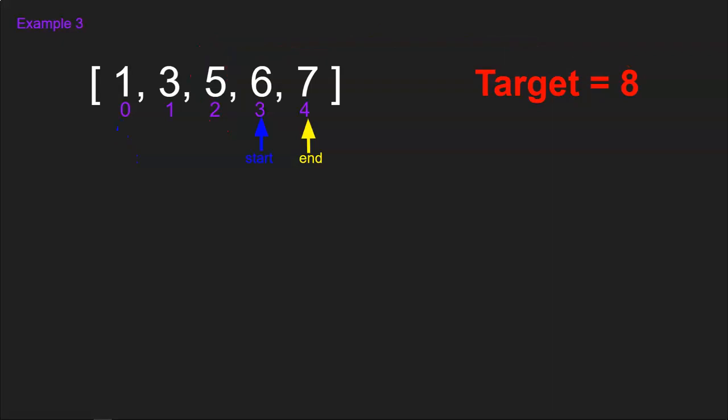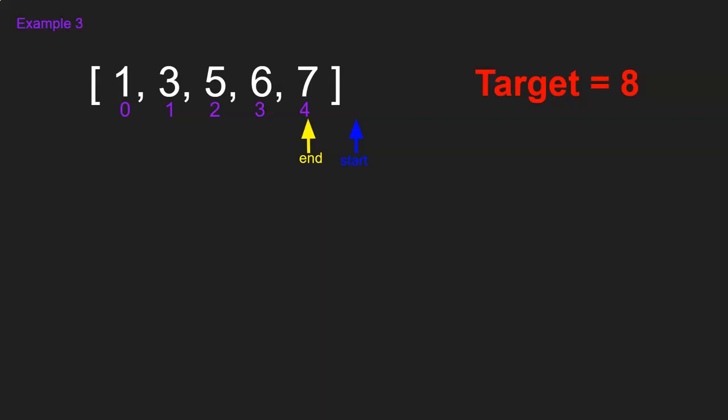Now again apply the binary search and find the mid pointer. Mid pointer is at index 3 and the mid element is 6, which is clearly less than the target element, hence we need to update the start pointer again. Now again apply the binary search and find the mid pointer. Mid pointer is now at index 4 and the mid element is clearly less than the target element, hence we need to again update the start pointer.